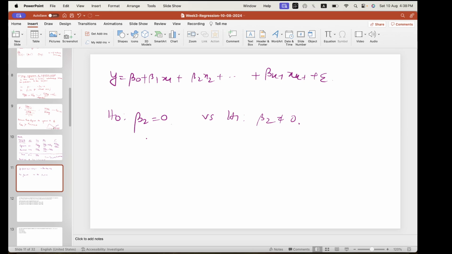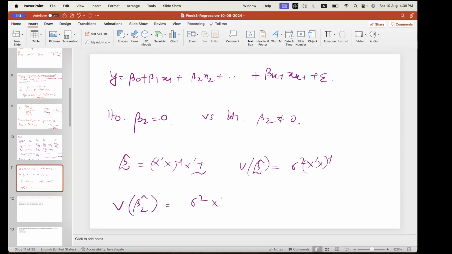Alright, so in order to do that, we have known this equation, that beta hat equals (X prime X) inverse X prime y, and variance of beta hat is nothing but sigma square (X prime X) inverse, and also variance of beta 2 hat would be sigma square (X prime X) inverse, that corresponding element. So if I take beta naught also, then this would be the third diagonal element.